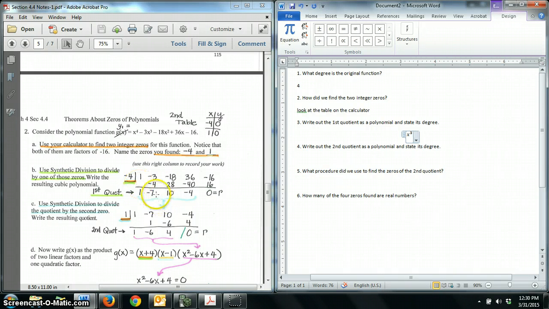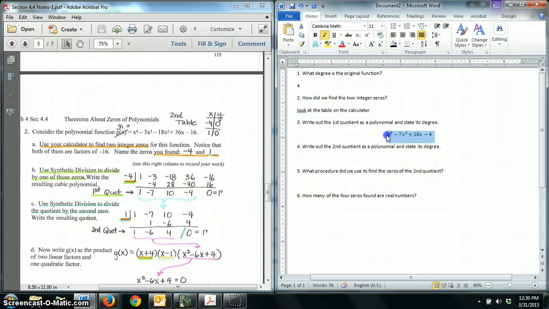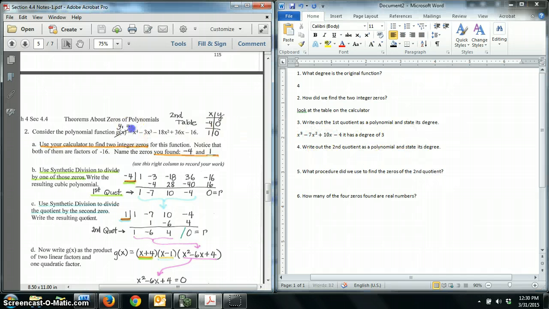This -7 is in front of the x squared. The 10 is in front of the x, so that would be a positive 10. And then that's the x term, and then there's a -4 there. So this would be the resulting quotient. And what's its degree? It has a degree of 3, right? That's the exponent. So you see when we did polynomial division, we started with a 4. When we did the synthetic division once, we ended up with something cubed, right?